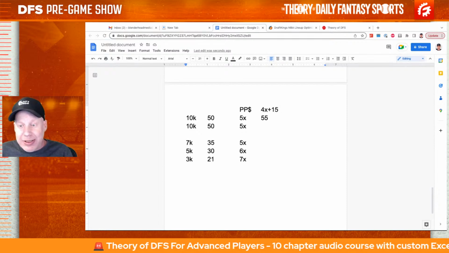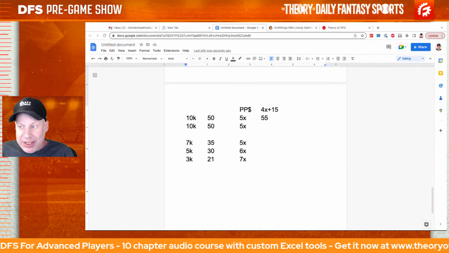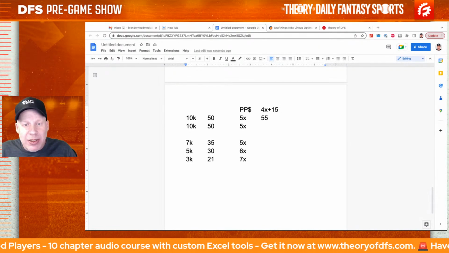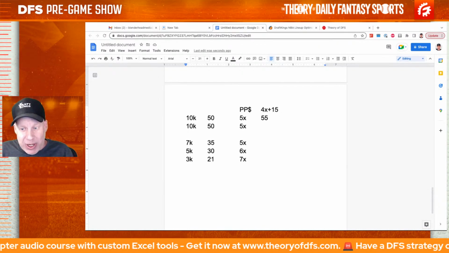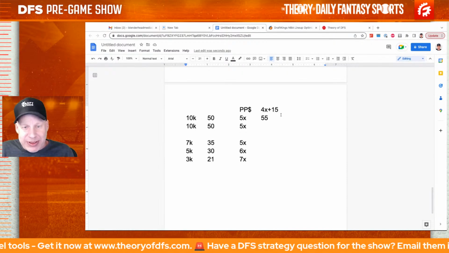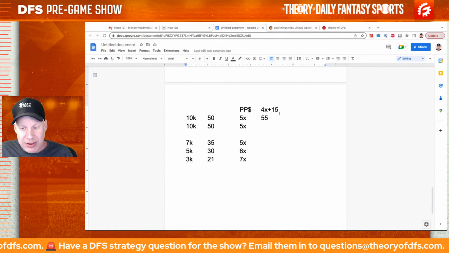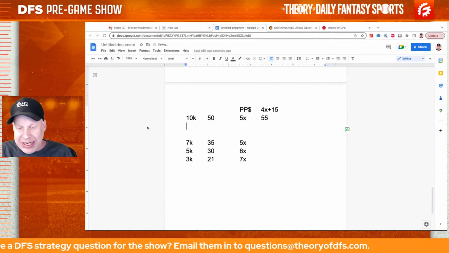You wouldn't be happy with anything other than 70 points. You're not going to find many players that have a salary adjusted plus value. But it's a baseline. It's all going to be relative to other players anyway. So let's say you do 4x plus 15, or you do 5x plus 10. I think that's the most common one in NBA. So I'm going to take out the second 10K guy.